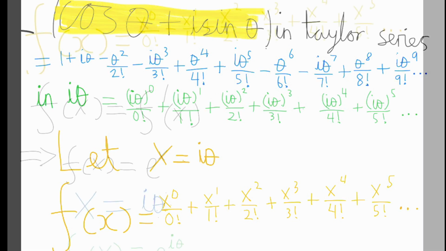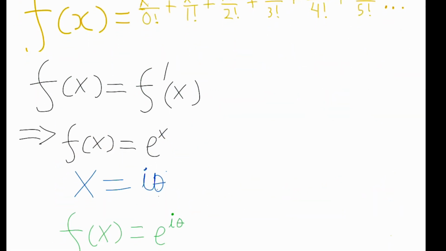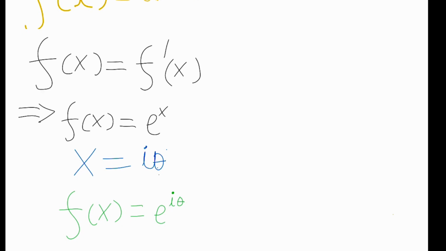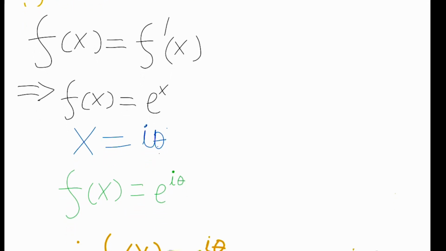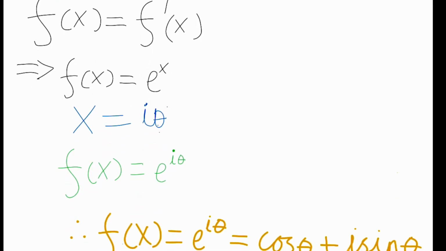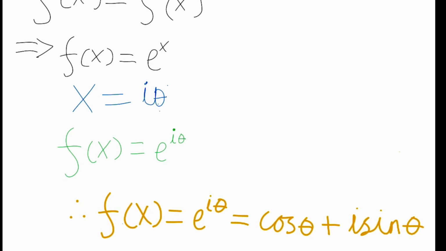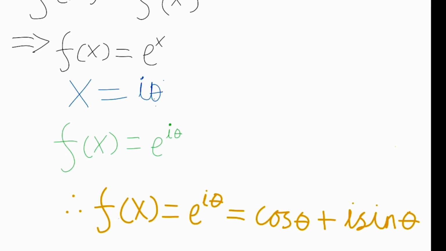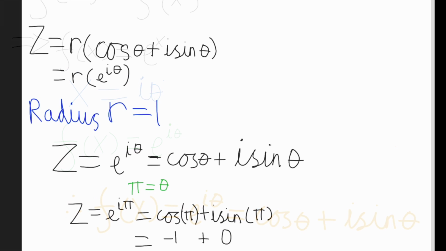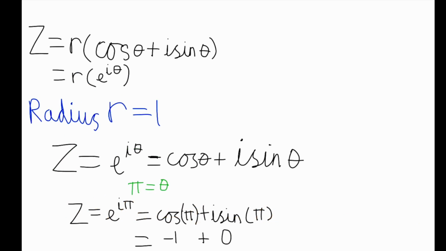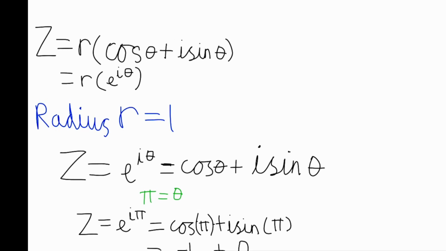We will notice that f of x is equal to f prime of x, and this implies that f of x is equal to e to the x. But since x equals i theta, f of x is equal to e to the i theta, which equals cosine theta plus i sine theta. If we look back at our original problem, where z was equal to r multiplied by cosine theta plus i sine theta, we can now see that z is equal to r multiplied by e to the i theta.